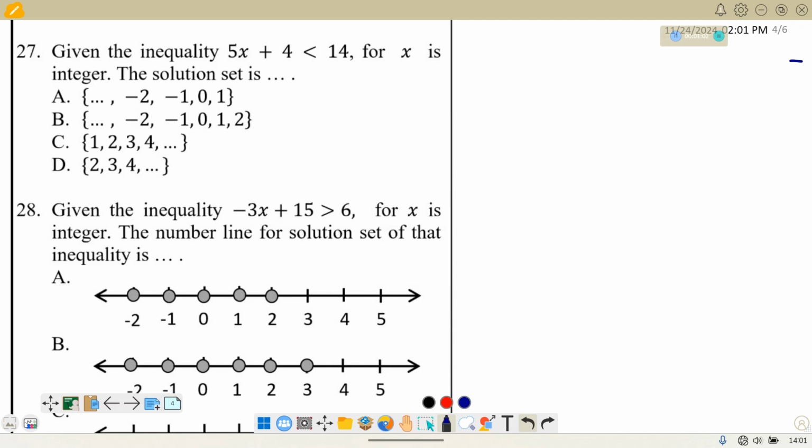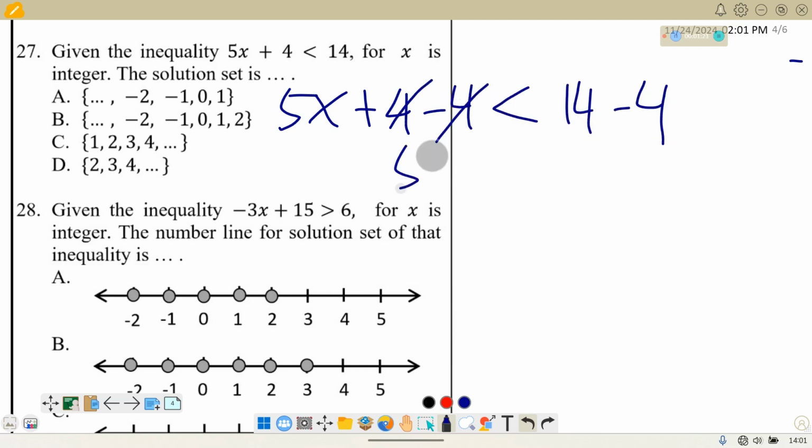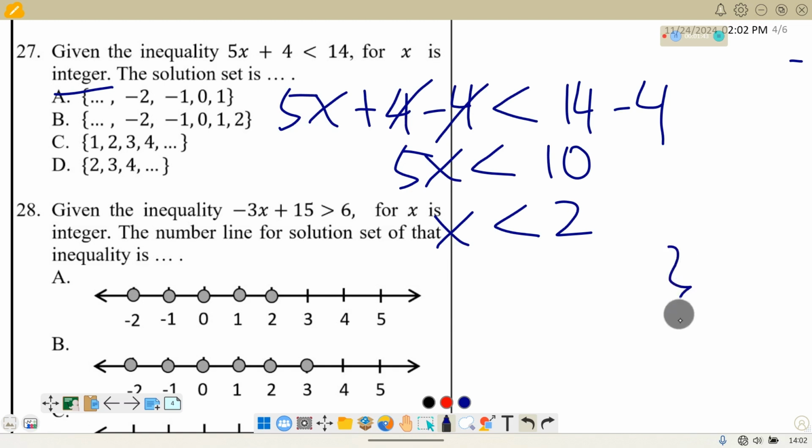Given the inequality 5x plus 4 less than 14, x is an integer. The solution set is, so we can cancel 4 by adding -4 on both sides, right? So here we have 5x less than 10, 14 minus 4. Then we can divide both sides by 5, so 10 divided by 5 equals 2. So the answer is x less than 2. But remember, x is an integer. It means negative, 0, and positive numbers. Less than 2, it's supposed to be 1, 0, -1, -2, and so on. Okay, so the answer is A.